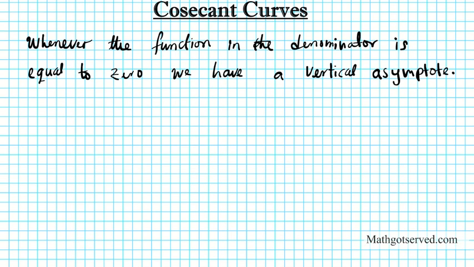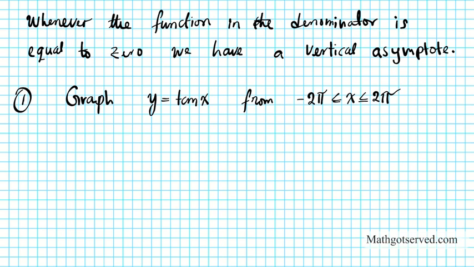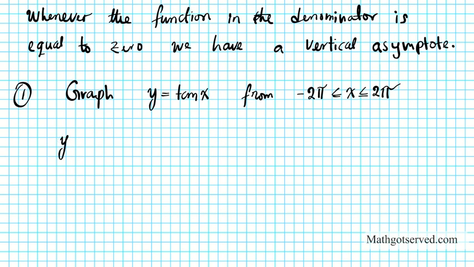So for question number 1, graph the function y equals tan x from negative 2 pi less than or equal to x all the way to 2 pi. Okay. So the first thing you have to note is that a tan function is a quotient trig function. Y equals tan x is a quotient of two functions, sine x over cosine x. So where are the asymptotes? The asymptotes occur when the denominator function cosine equals 0.